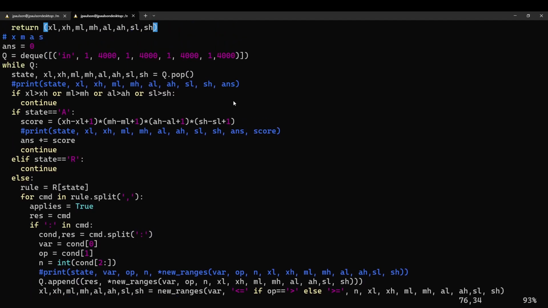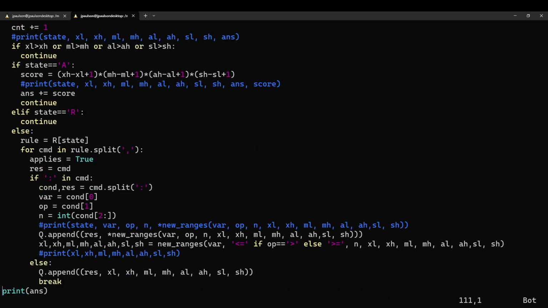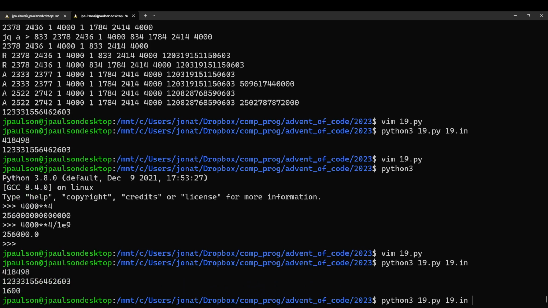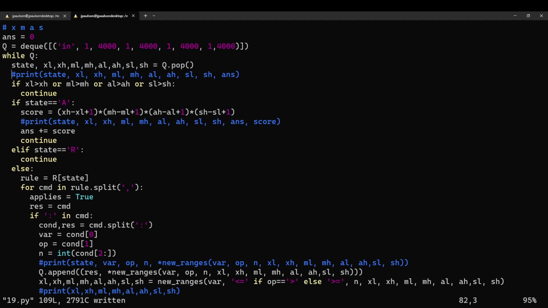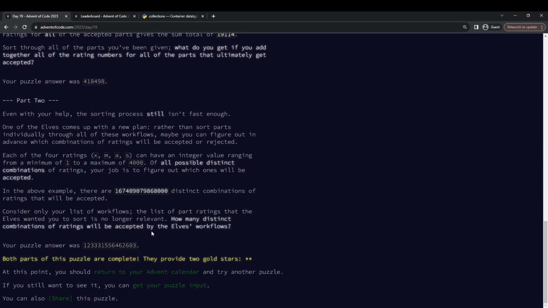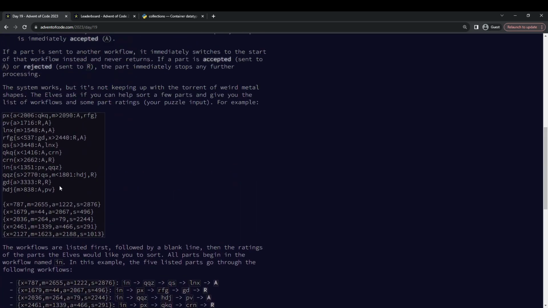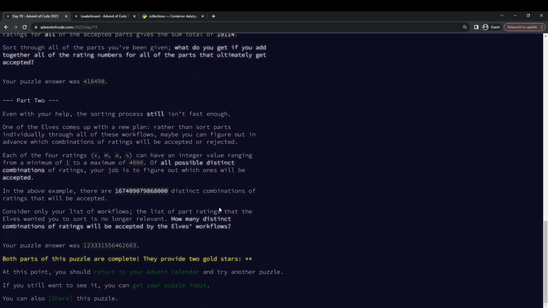And apparently there just aren't that many paths through this tree. I guess we could count if we're curious. This is going to be something. 1600 paths through the tree? Sure. So, yeah, we can't process all 256 trillion parts, but we can process all the possible ways a part could get accepted or rejected and count how many parts follow each of those ways. So that is how to do part 2. And that is it for today. See you tomorrow.